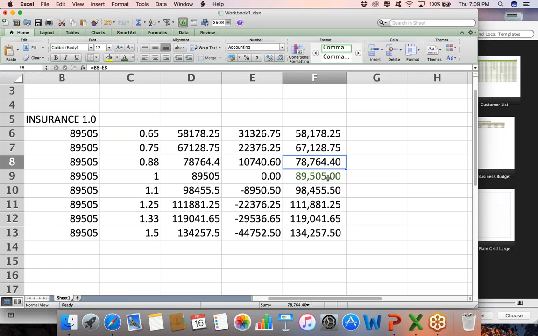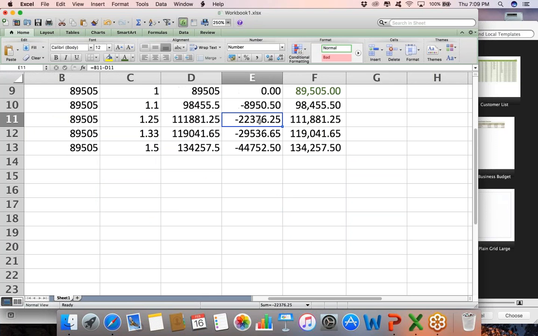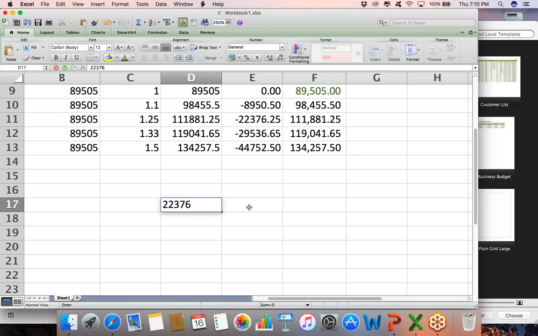Let's say you're at a 1.0, and let's say that I'm at a 1.1. Okay, I'm sorry, I'm at a 1.25. If I'm at a 1.25, it's costing me another 22,376 in insurance than it's costing you. Okay, so I'm going to show you something really quickly here. Let's call this 22,376. Now this is what I'm doing. This is my insurance increase.